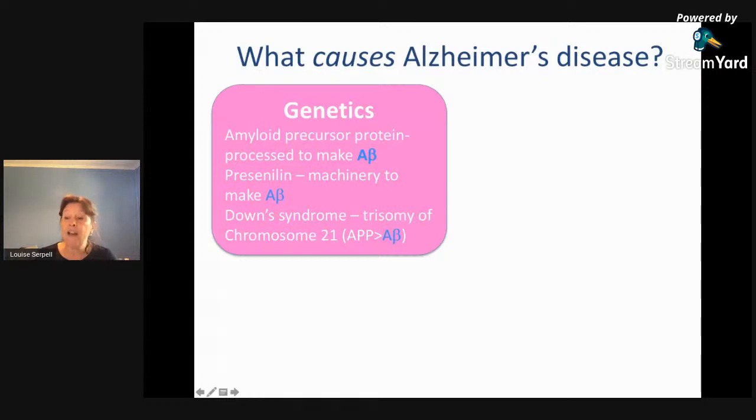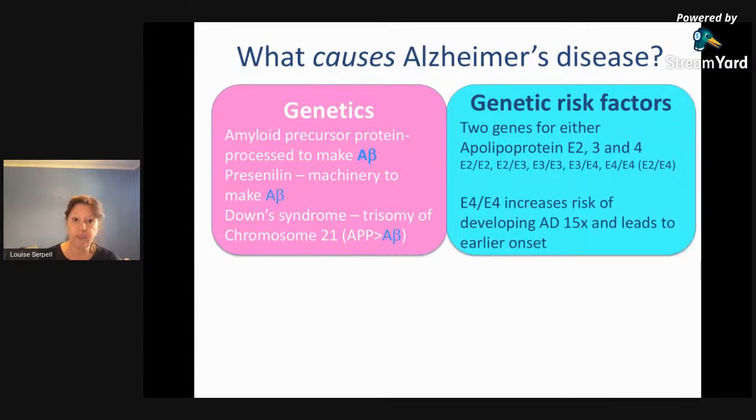And finally, people who have Down syndrome, where they have trisomy of chromosome 21, will have an overproduction of amyloid beta. And this is because the APP, or amyloid precursor protein, gene is found on chromosome 21. So what you might have noticed from this genetic explanation of Alzheimer's disease is that A-beta comes up a lot. It seems to be a really important protein in terms of the cause of Alzheimer's disease.